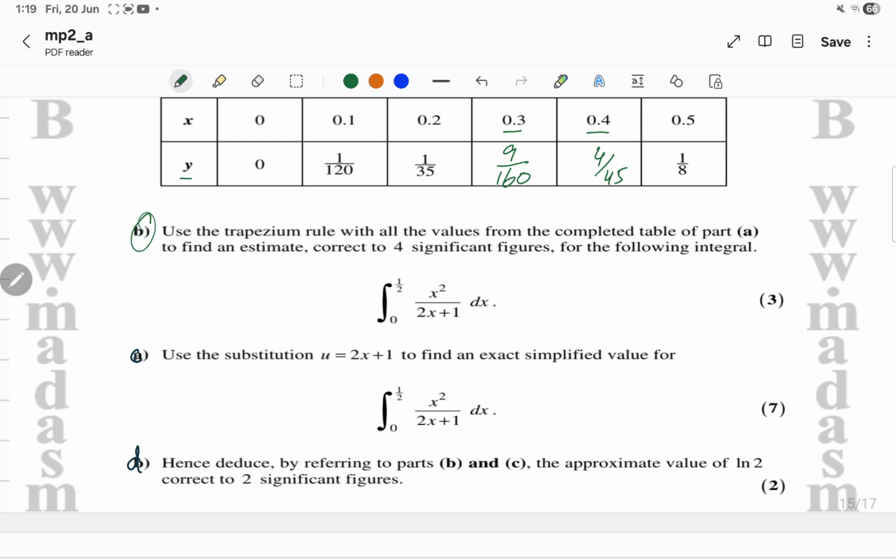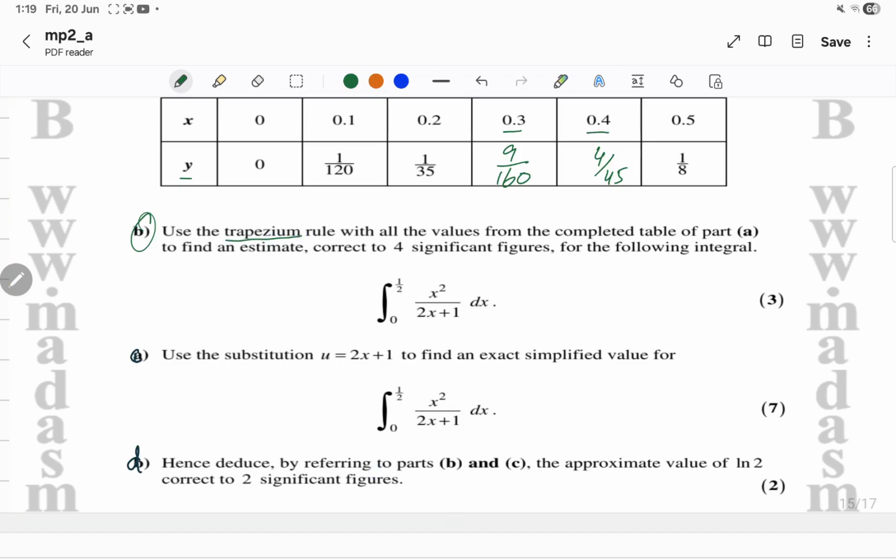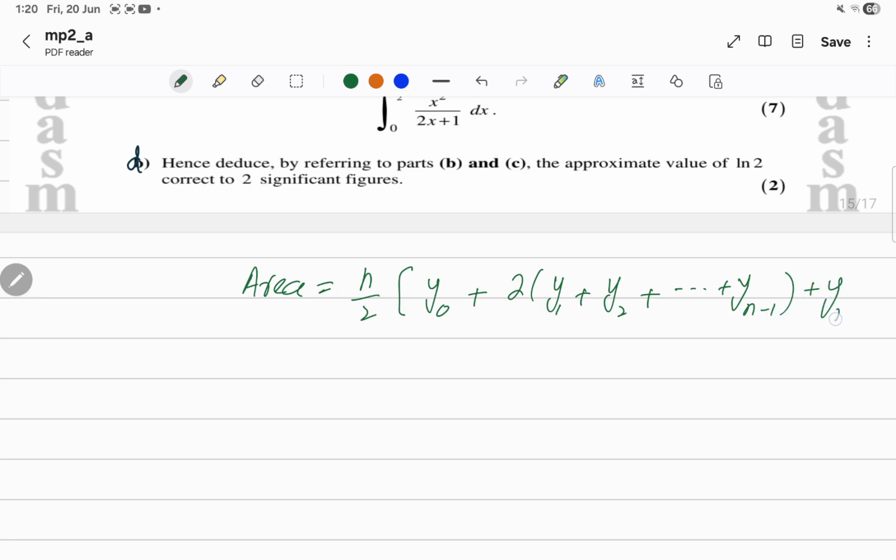use the trapezium rule with all the values from the completed table of part A to find an estimate correct to 4 significant figures for the following integral. So we have to use the trapezium rule. That means we have to follow the formula for the trapezium rule, and the formula is area equals h over 2 times y0 plus 2 times y1 plus y2 plus up to so on yn minus 1, plus yn.